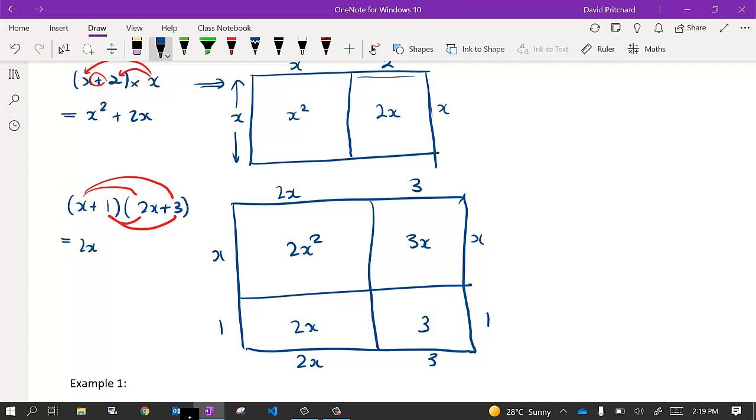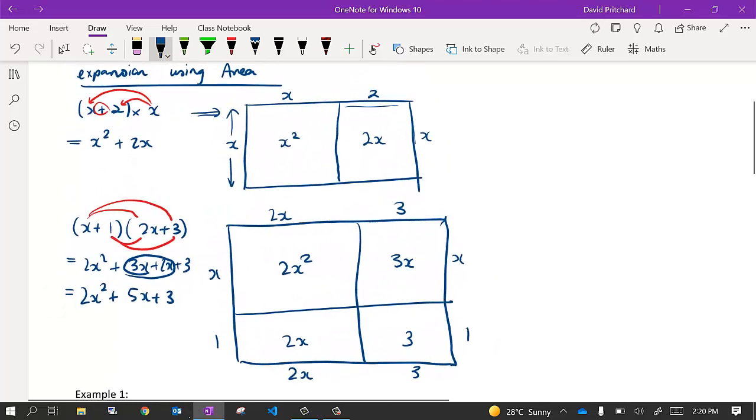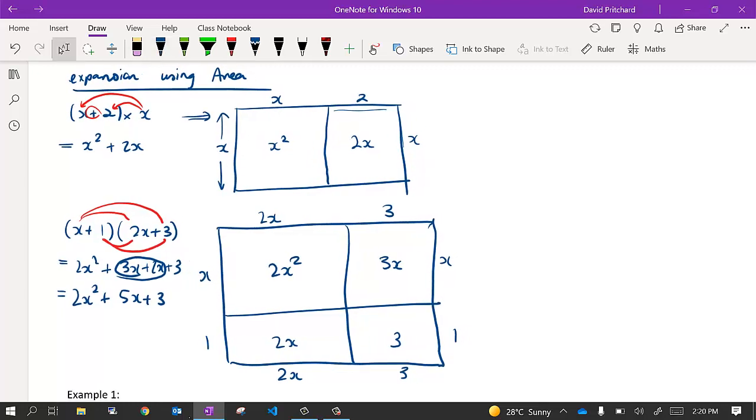So we've got our 2x squared, we've got 3x, and 2x, and 3. And when we simplify that, these two are like terms. So we end up with 2x squared plus 5x plus 3. Now the reality is you probably won't use this very often, but it's nice to go back and look at that as an underlying feature behind that distributive law, what we're actually doing. We're finding each of those areas and regrouping them back together to go, okay, this is our combined area.